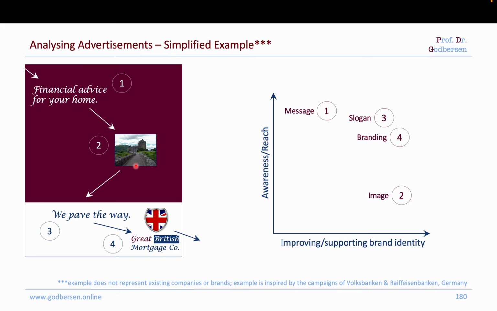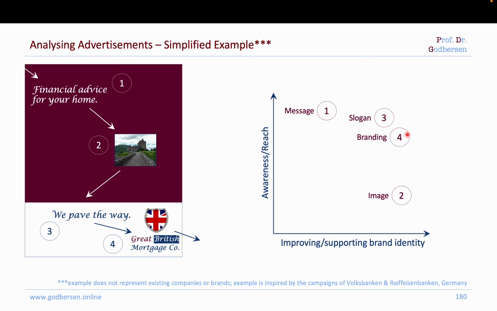Second, the image. That's a very strong image. My home is my castle. Very strong, so it's improving the brand, but the awareness, it's way too small. I don't really get this. I rush over this when I look at the advertisement. So supporting the brand identity is good, formal design, not so much. Third, we pave the way. It's a strong slogan. Yes, we pave the way to your home, to building your own nest. Happy days. And the branding, of course, everybody notices it, and it supports the brand.